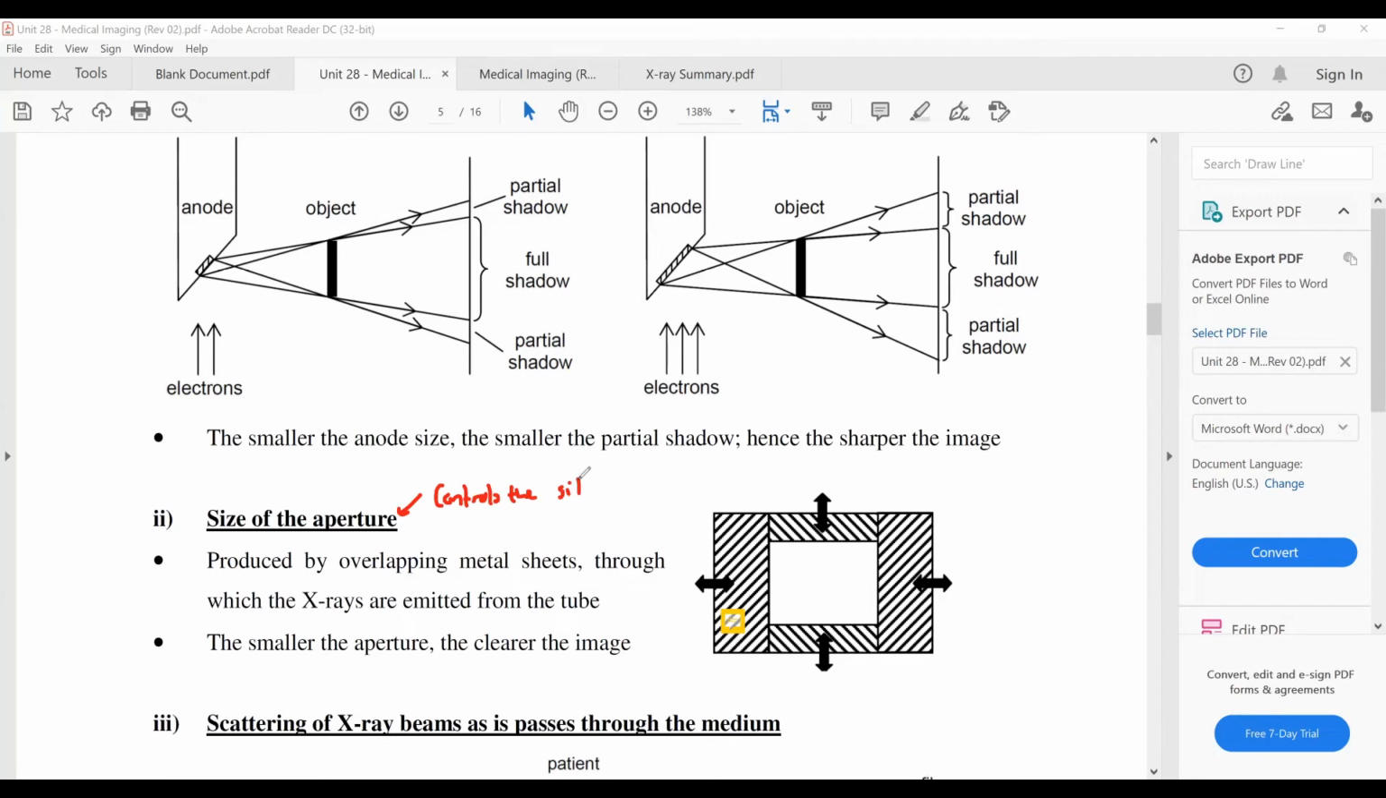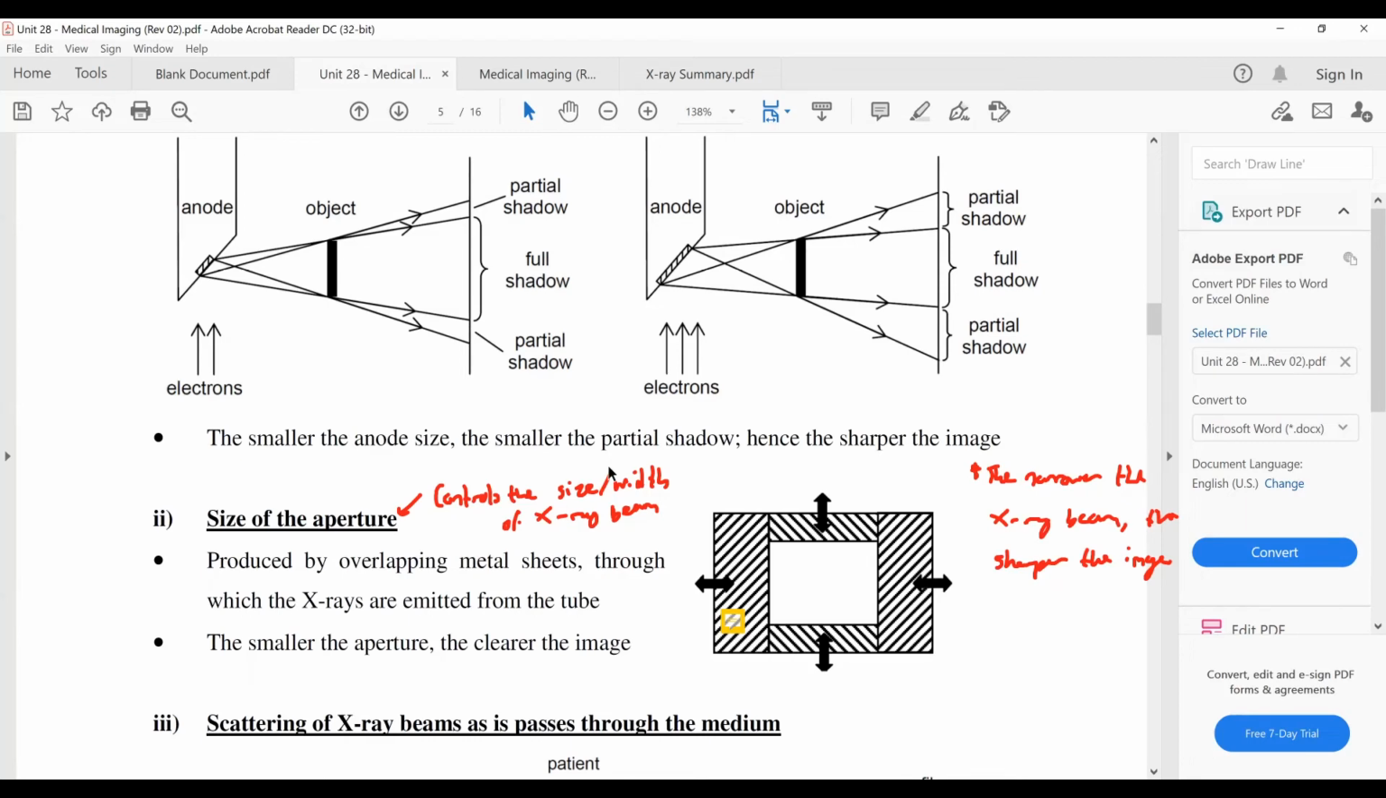the size or width of X-ray beam. Now, in general, we say that the narrower the X-ray beam, the sharper the image. Aperture controls the size or width of your X-ray beam. In general, if your X-ray beam is narrower, the image will be sharper.